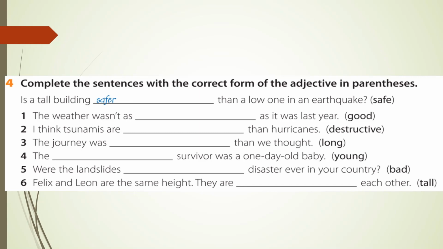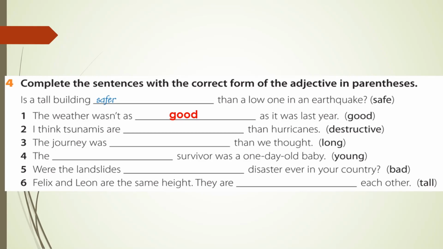So number 1, the weather wasn't as blank space as it was last year. Here I have this equality comparison, right? As, what I have to do is only put the word good, the adjective good, in the middle. I don't need to transform, to change its form, right?